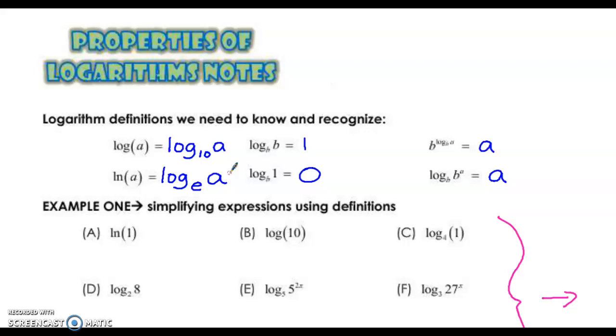Okay, pre-calculus, we are doing day 4 in our unit of properties of logarithms. Okay, all right, day 4. So let's talk about these definitions first, and then we'll apply them in example 1. Anytime you have a logarithm where there's no base written, you can assume that's a base of 10, okay?